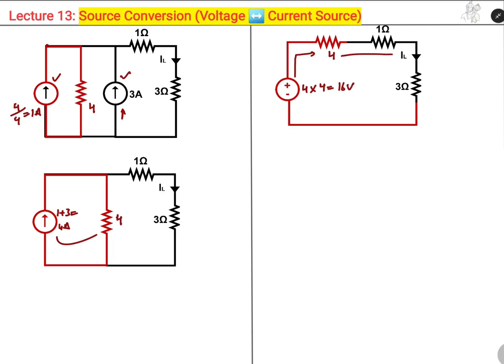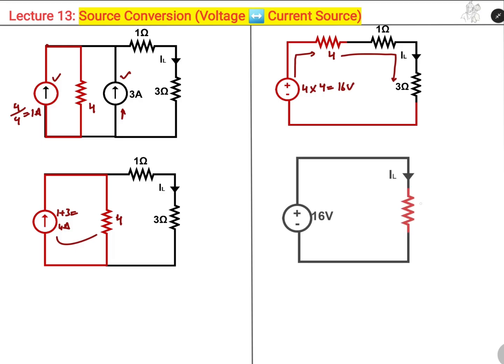And finally, these three resistances are in series, so they can be clubbed directly. This will be 4 plus 1 plus 3, equal to 8 ohms, and now the current will simply be 16 by 8 using Ohm's law, and this comes out to be 2 amperes.